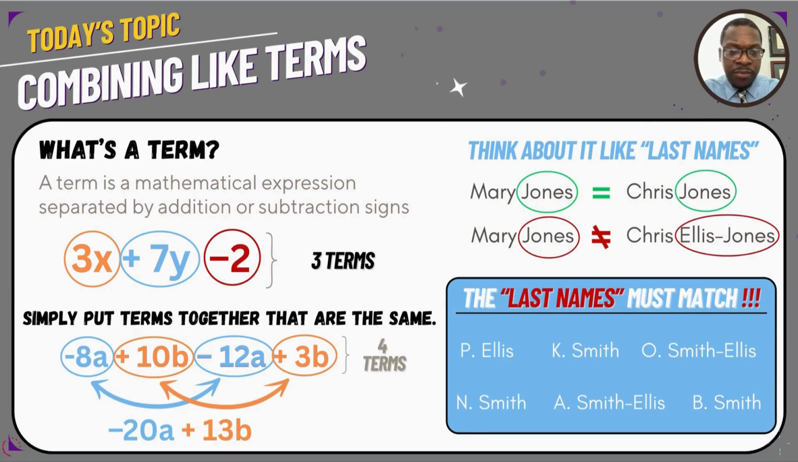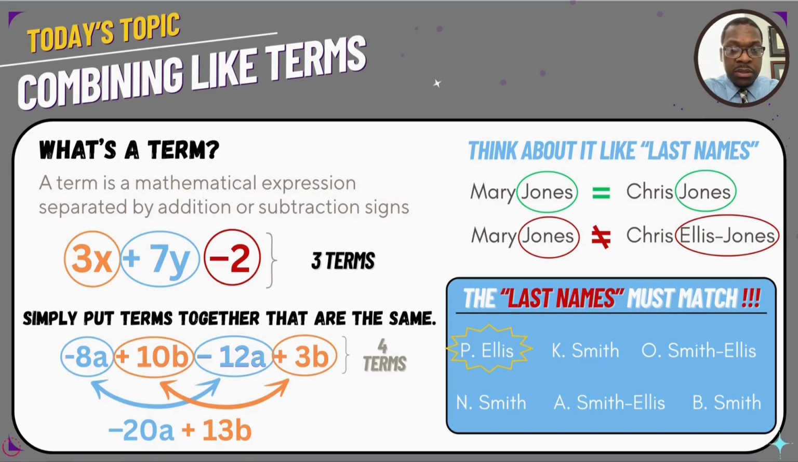So in this situation, we have 6 people, and we'll start with our first person, P. Ellis. What we want to do is scan through the list and see, do we see anyone else from the Ellis family? Is there anyone else who has just the Ellis last name? And we look and we see Smith Ellis, but that's not exactly the same. And we see another one. So in this situation, we only have one person from the Ellis family.